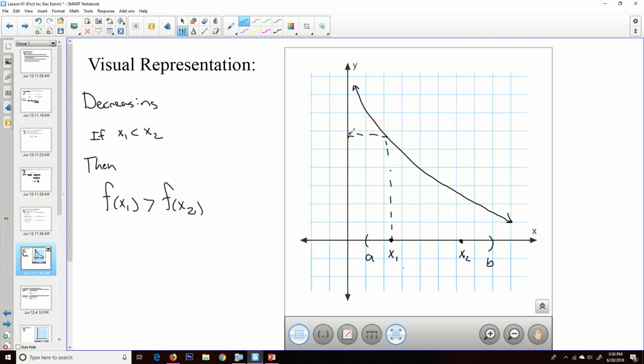and we can clearly see that here as well. So this point right here on the y-axis is my f of x2, and it is clearly less than the value for f of x1.